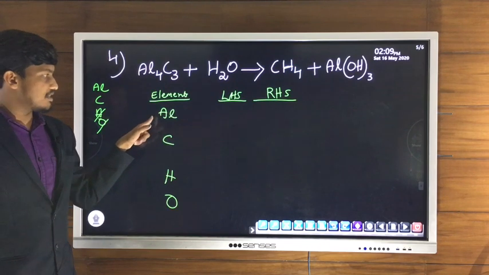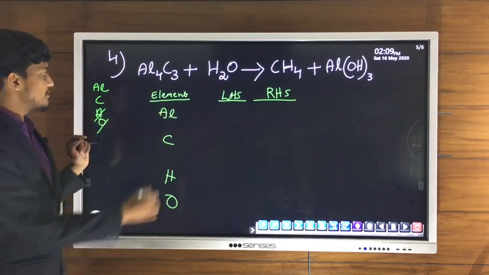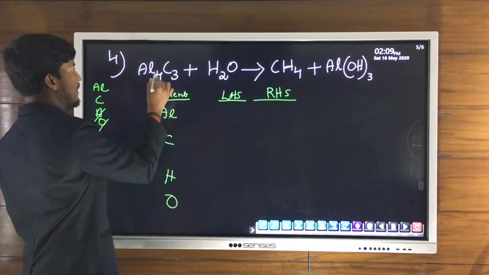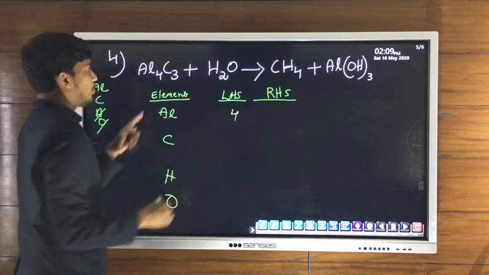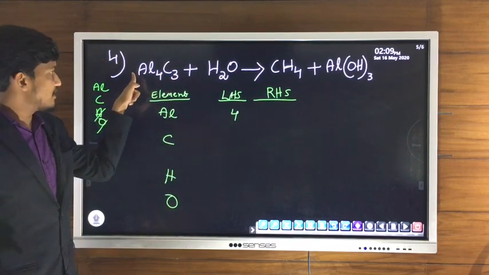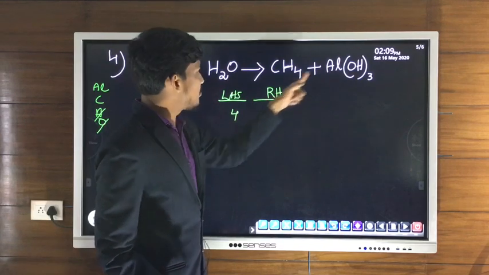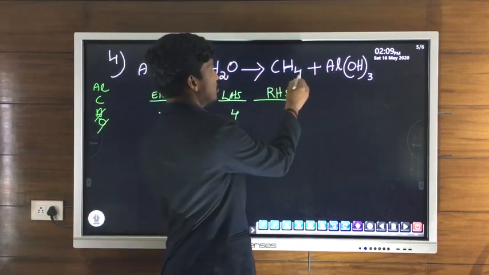First, we will concentrate on Al. Number of Al atoms on the LHS, Al4C3. That means 4 Al atoms on the LHS. Number of Al atoms on the RHS, no Al.